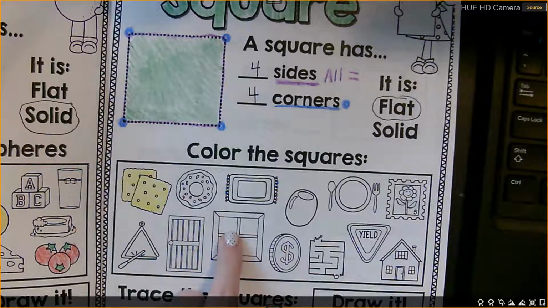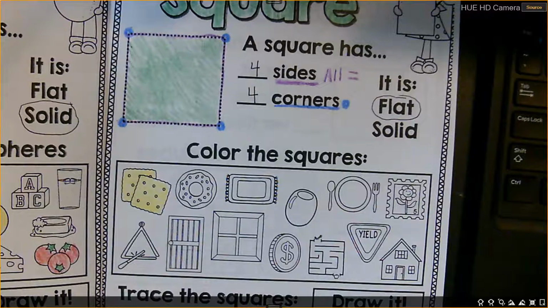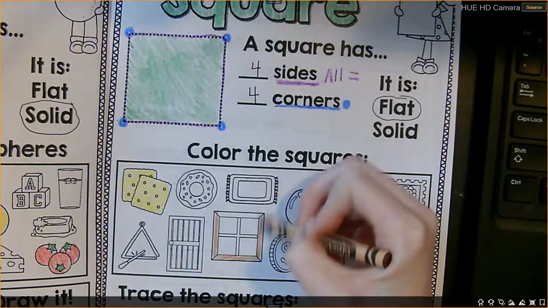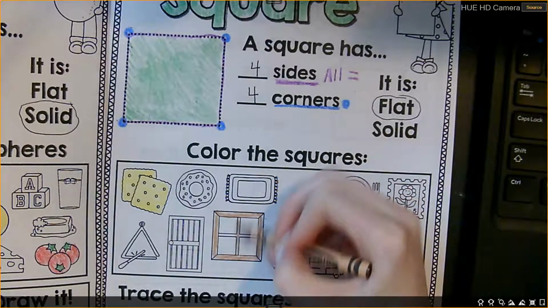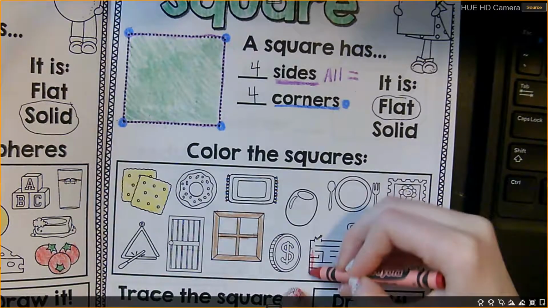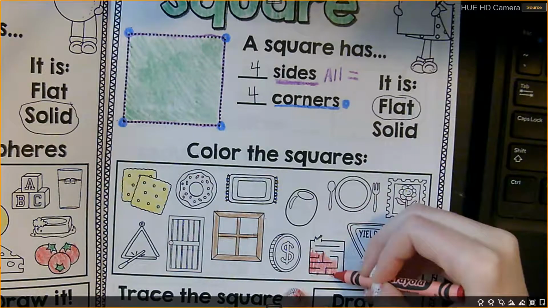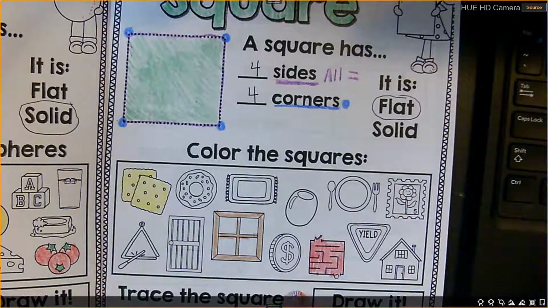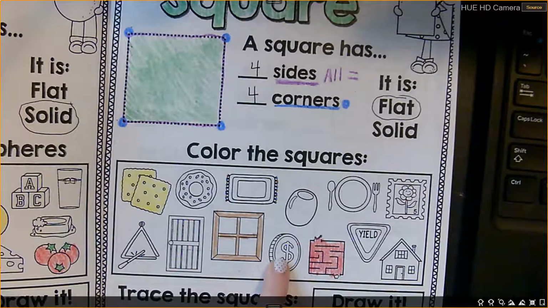Is this a square? Yes, it has four corners. 1, 2, 3, 4. And it has four equal sides. So we can color the window because it is a square. Is this maze a square? Yes, it is. So we can color the maze. Is this a square? No, it's a circle. We learned about that yesterday. Circles have zero sides and zero corners.